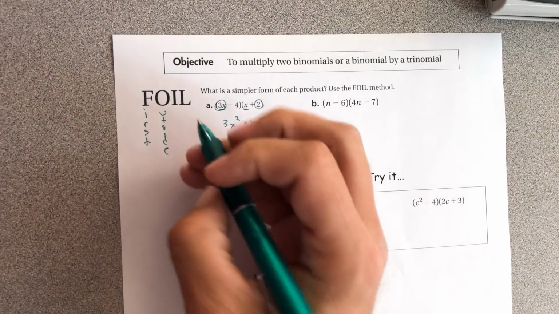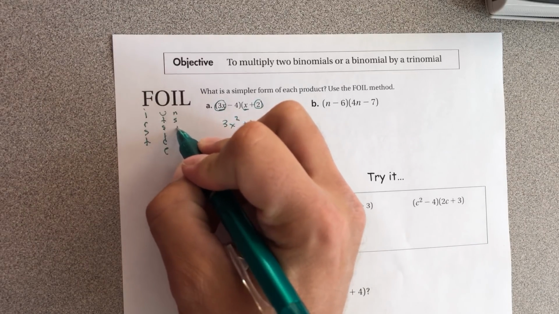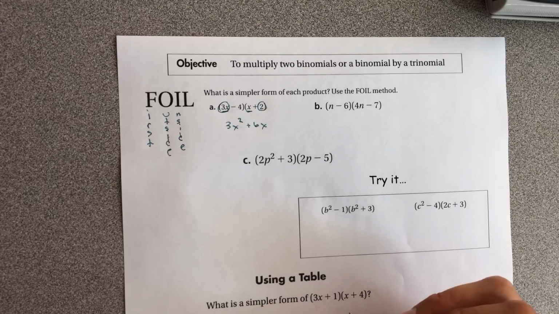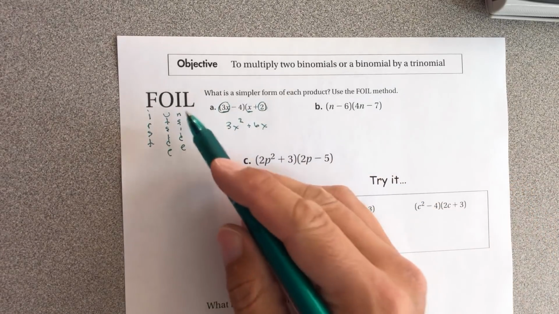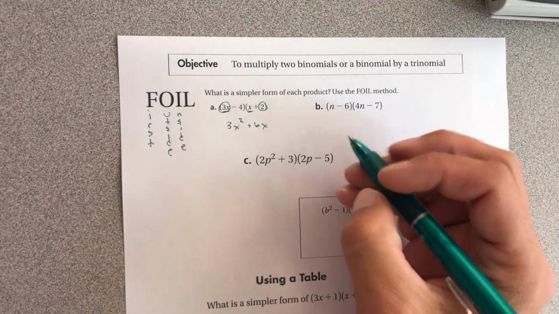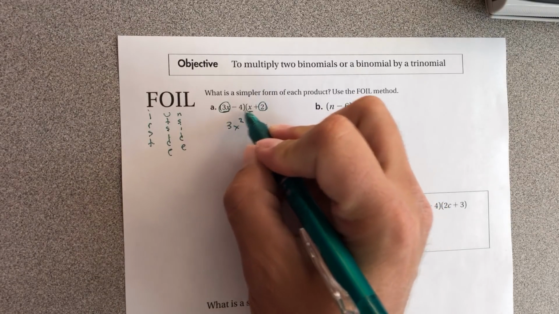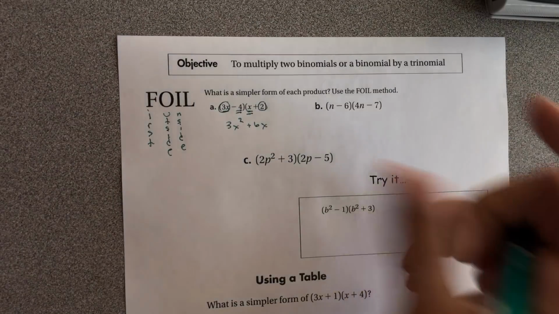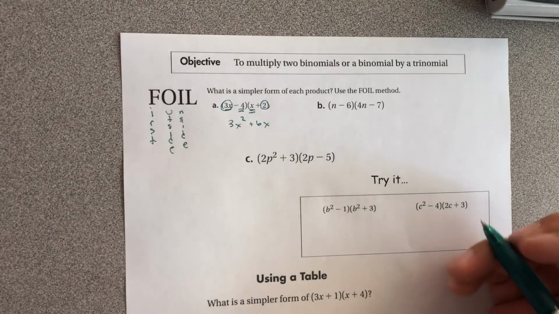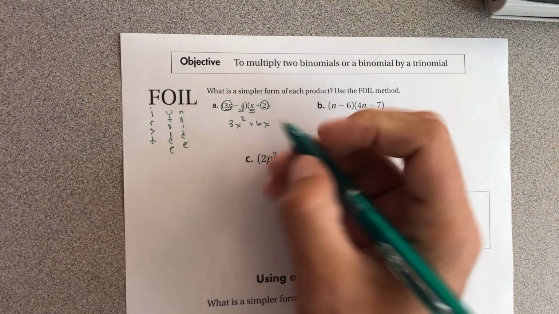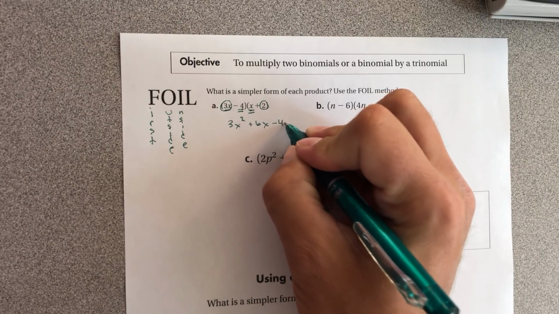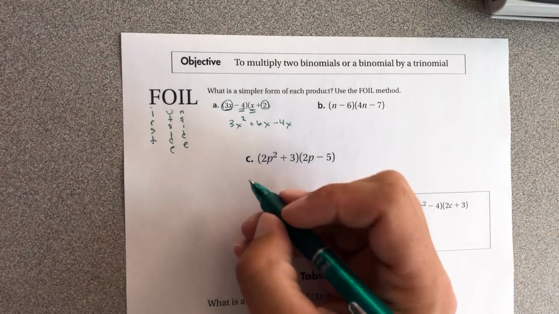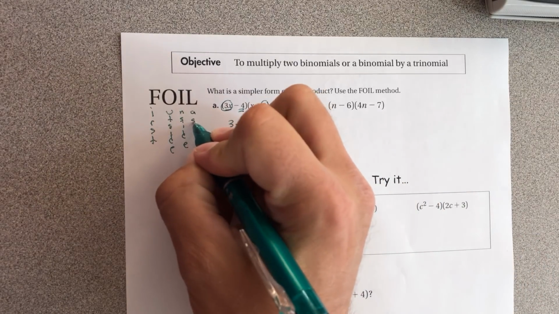The I stands for inside. Again, if I'm going too fast, you need to pause to write things down, go for it. I stands for inside. What that means are the inside terms, the ones that are on the inside of the picture. So negative 4 and x, those are on the inside next to each other. So negative 4 times x is negative 4x. And if you haven't guessed already, L stands for last.